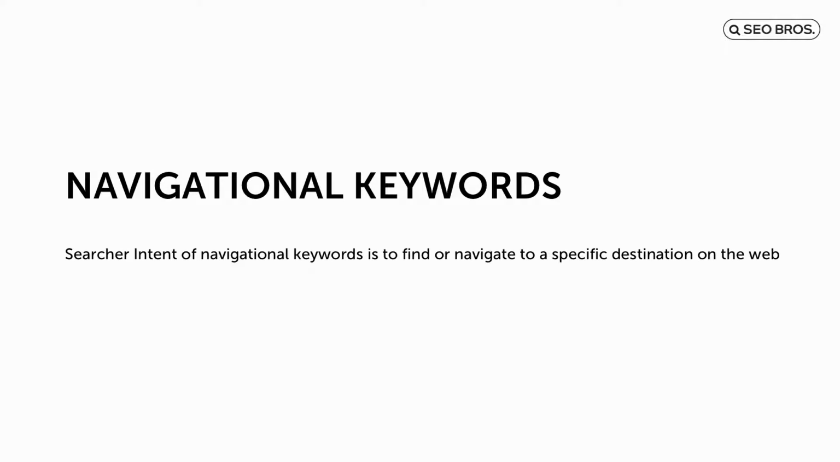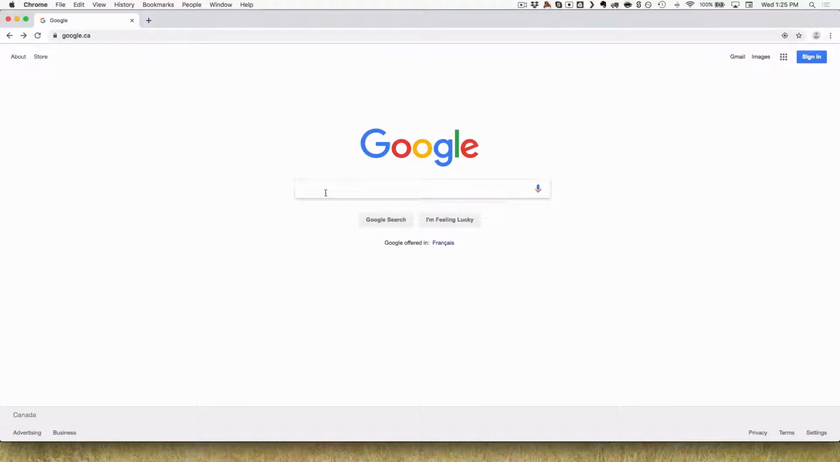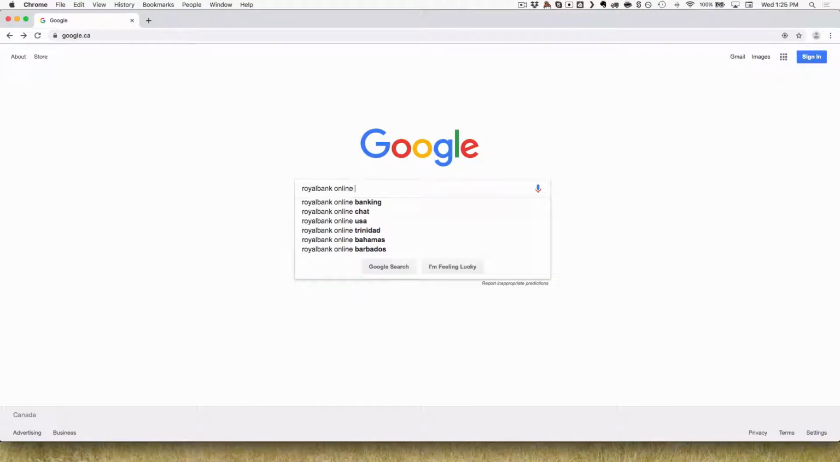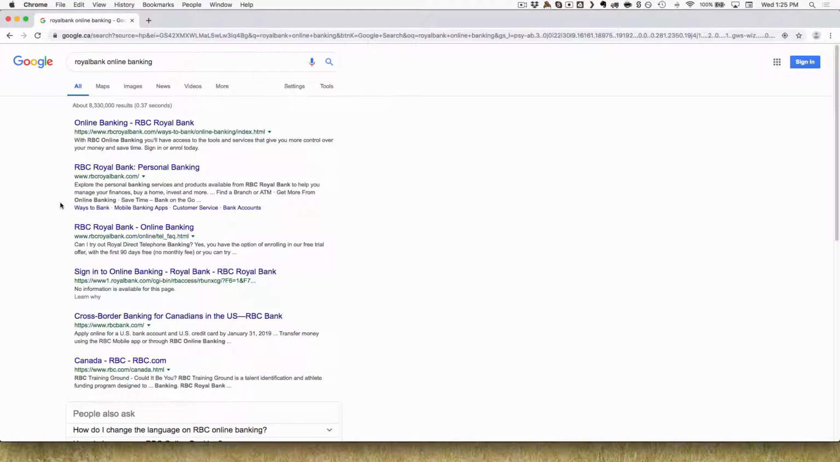Now the first type of keyword, or the first group of keyword, is called navigational keywords. Now these types of keywords are usually more overlooked on smaller projects, because they are typically more important to larger brands, since they're usually brand-specific keywords and search terms. And the reason for this is that the intent behind this group of keywords is to navigate somewhere specific. Now, as an example of a navigational keyword, we could use something like Royal Bank Online Banking. The users know exactly where they want to go, but they're using search and they're using these keywords in order to navigate to get there.